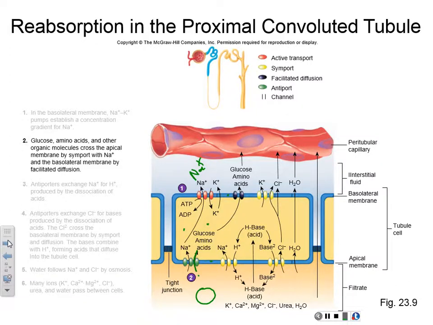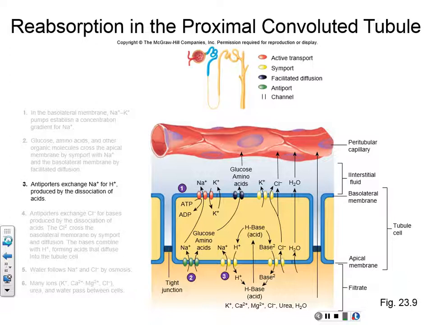Amino acids and glucose, they are all symported with sodium. Okay? And then, number 3, another sodium, this is an antiport now. Okay? Number 3, as sodium is drawn into the cell because it's coming out here from the lumen, it's a positive charge, right? A positive charge, whenever sodium goes into the cell, what happens?